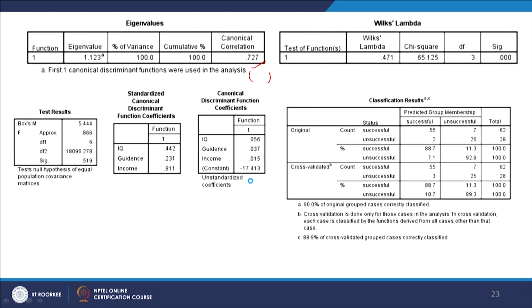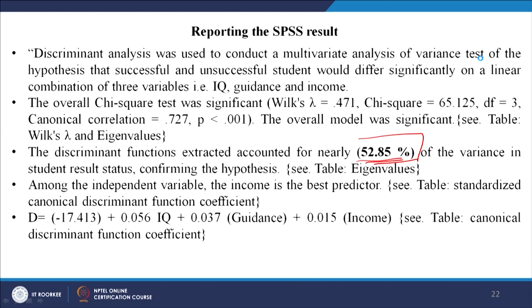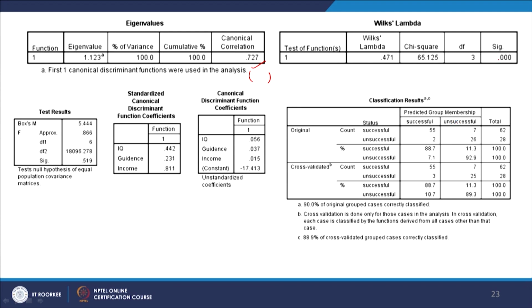Now, if you look at this Wilks' lambda, it is significant. The overall chi-square test was significant: Wilks' lambda is 0.471, chi-square is 65.125, degrees of freedom is 3, and significance is 0.001. So, the overall model was significant, and this value you have to mention.